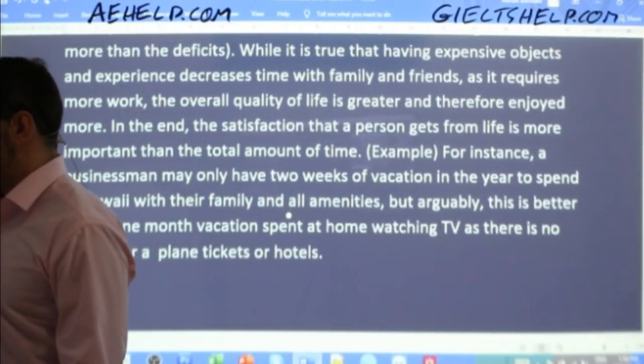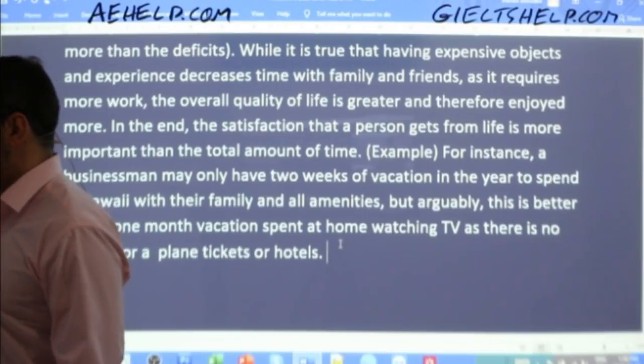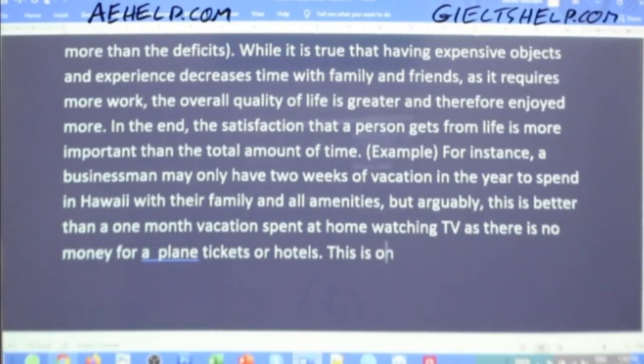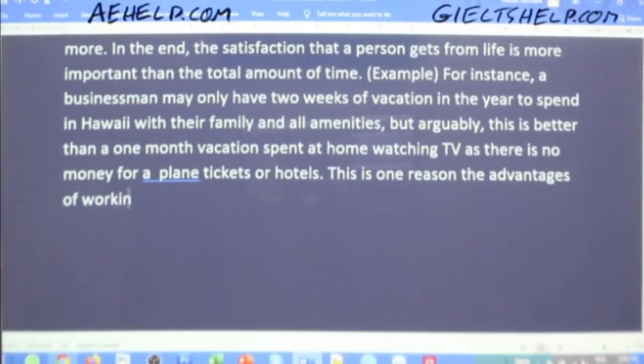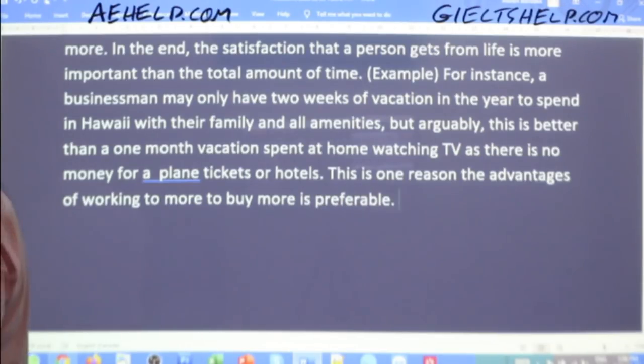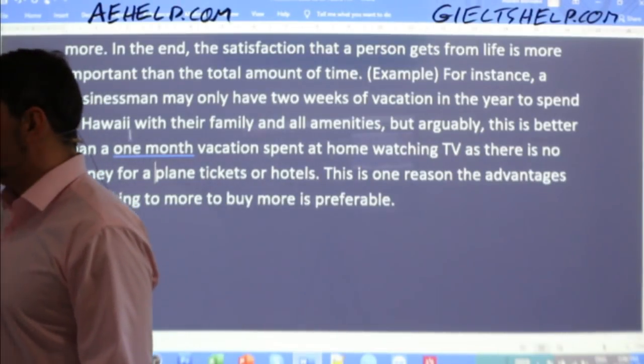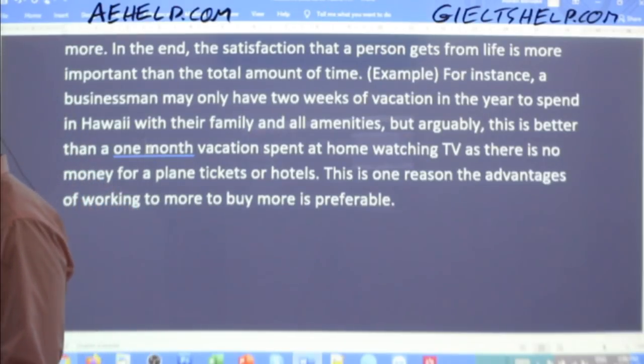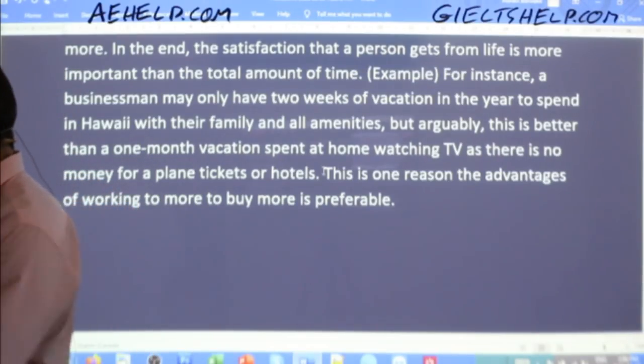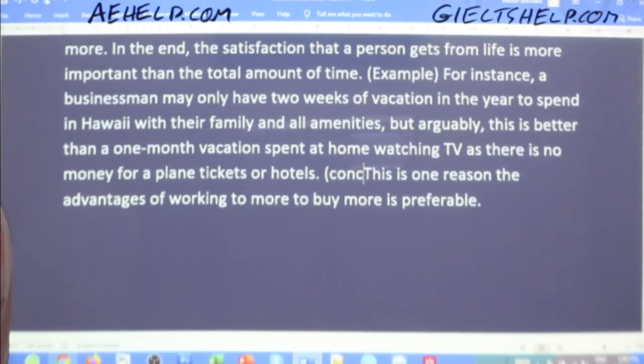So here I can just simply write, this is one reason the advantages of working more to buy more is preferable. Okay. So that's my concluding connecting sentence. Okay. Concluding and connecting sentence.